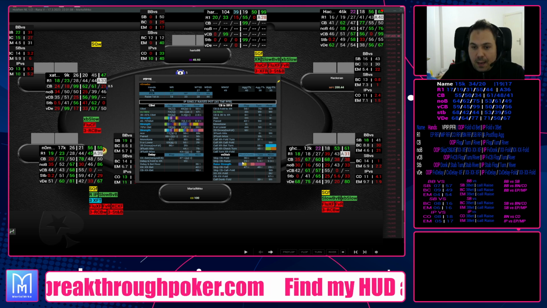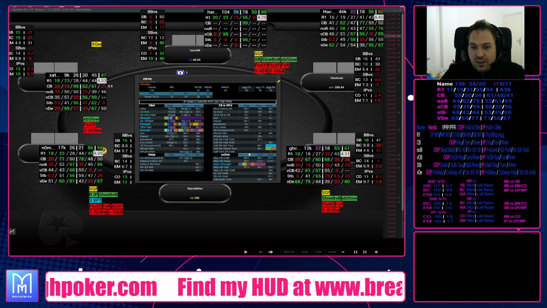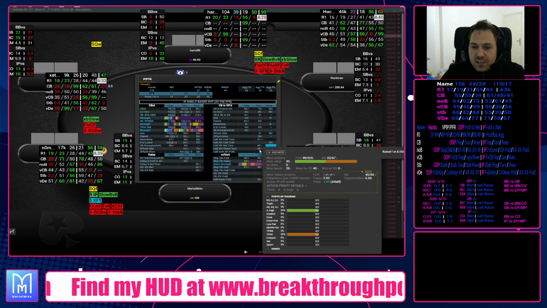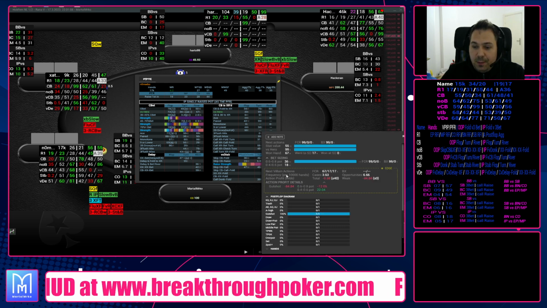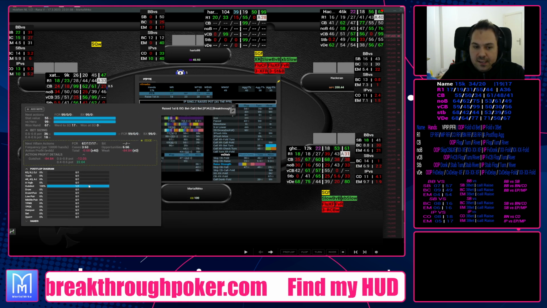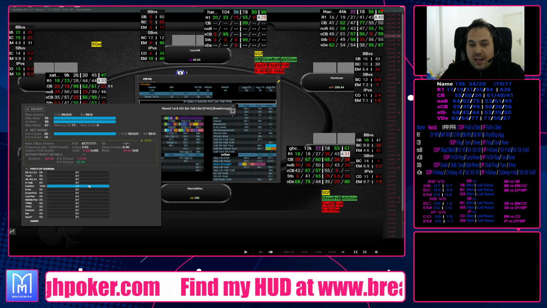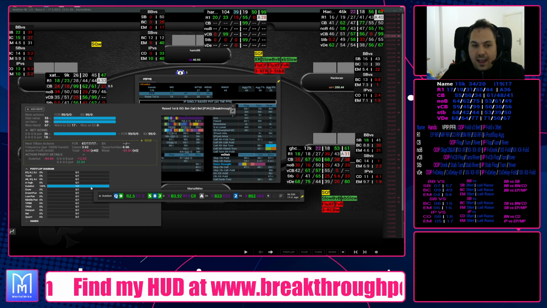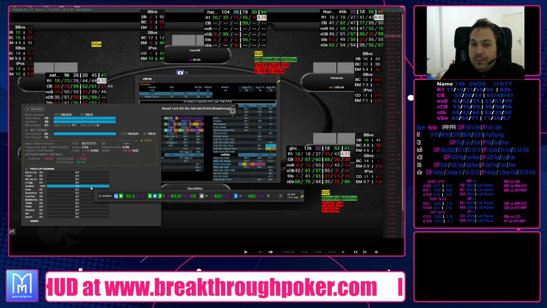Also here, call check raise, check turn. I also like that stat, because you want to see what people do when they call a check raise. When you check raise, you tend to be more polarized, and when they call that check raise, I want to see what they're doing on the turn. I want to see if they're gonna bet their top pairs, if they're gonna bet middle pairs.